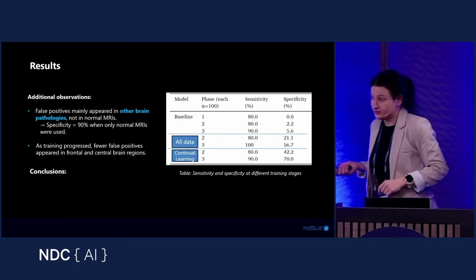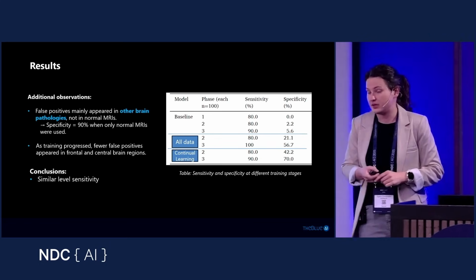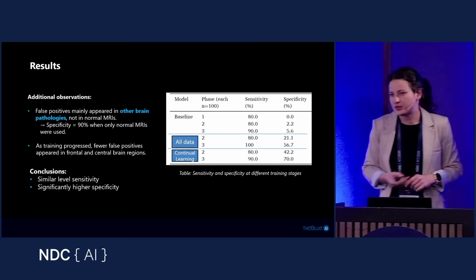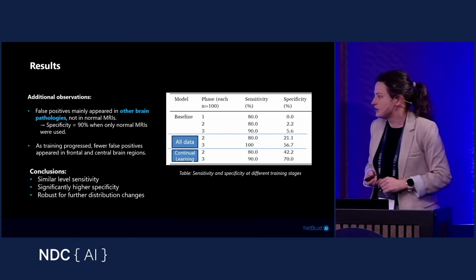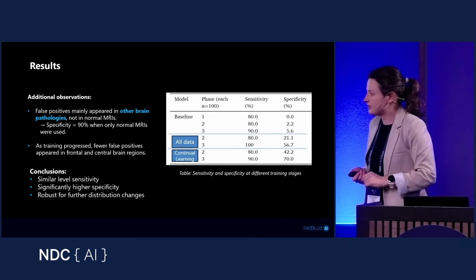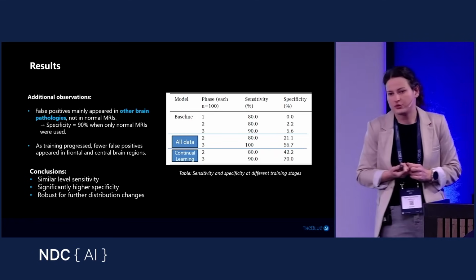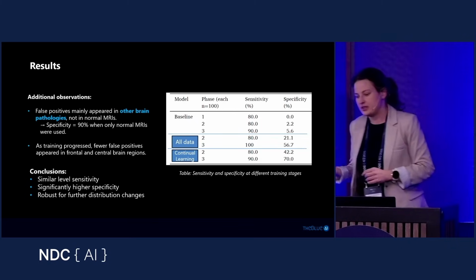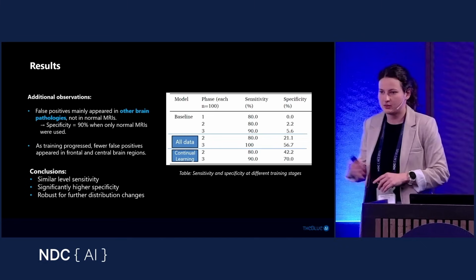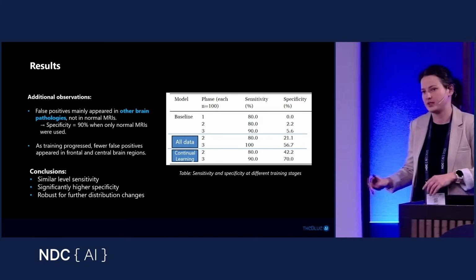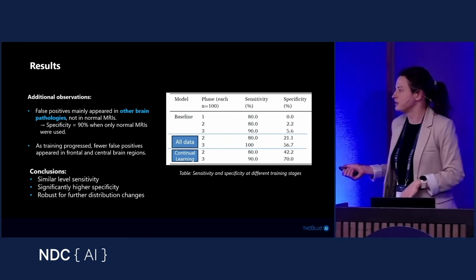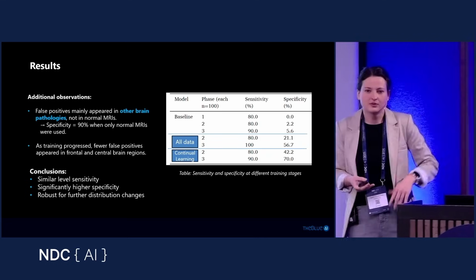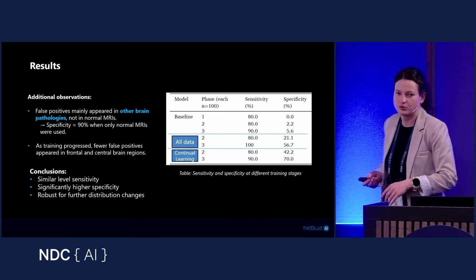So concluding, we have seen a similar level of sensitivity in all of the models. We have significantly higher specificity here, but most importantly, the continually learned model will be more robust to future distribution changes. It's not so obvious from this data, but if we're dealing with an imbalanced data set, meaning that the positive class makes up just a small percentage of the whole data set, and we continue training on all data the whole time, at some point the model would always say there is no FCD in there and be right in 90-whatever percent of cases, right? Because that's the distribution of the data.